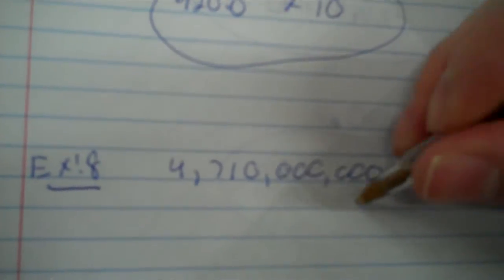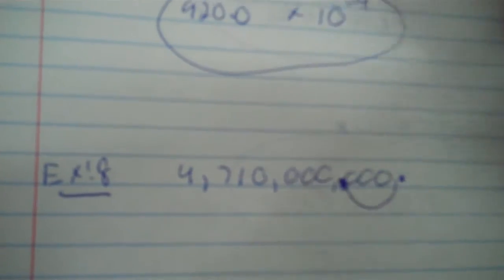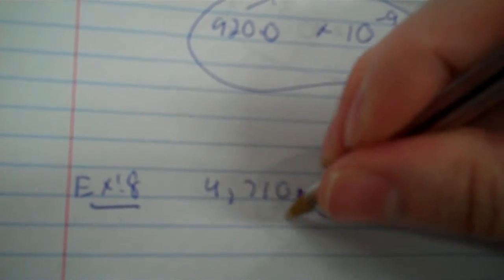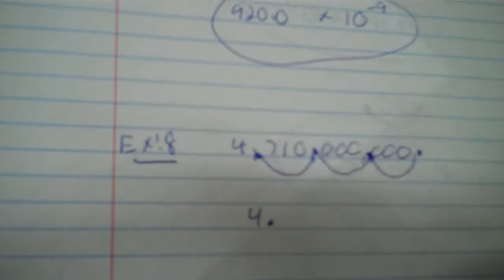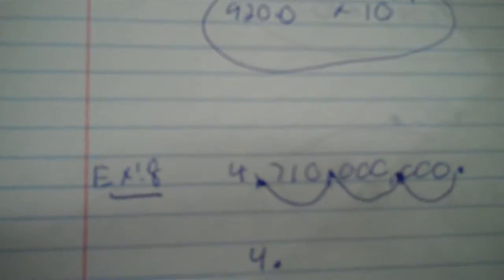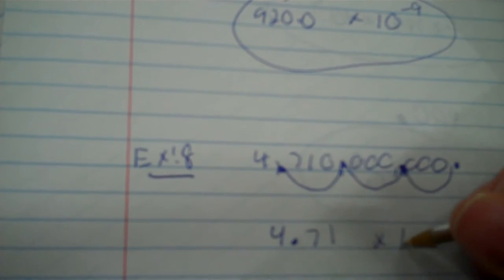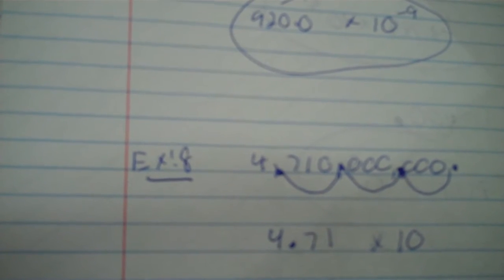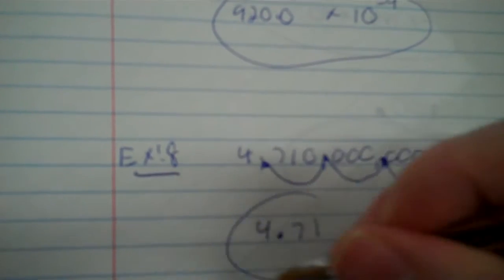4, 7, 1, 0, 0, 0, 0. Remember, decimals at the end if you don't have it. So 1. Can I keep going? Yeah. There's 6. I should probably keep going. And now I have 1 digit in front. Remember, it can be 1, 2, or 3, not just 1 like in scientific notation. So 4.71 times 10, and I moved it 9 places, so I moved it left, so then it would be positive 9.